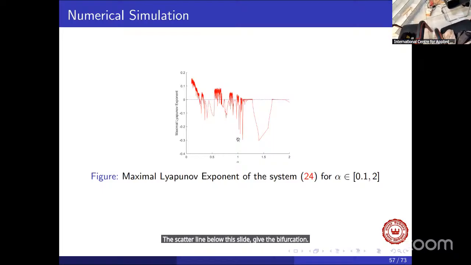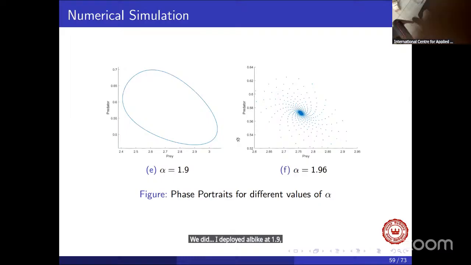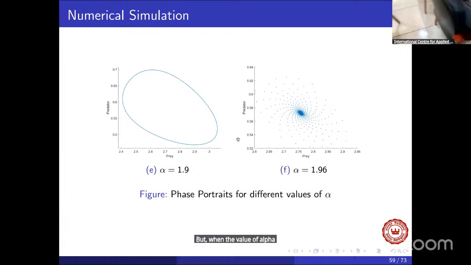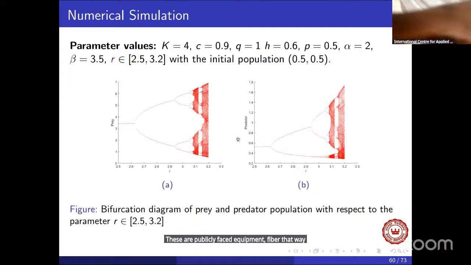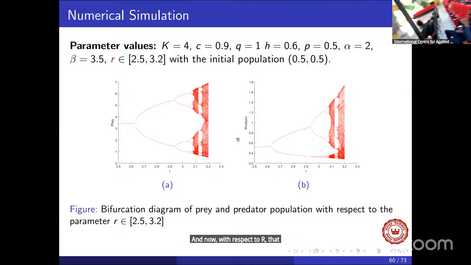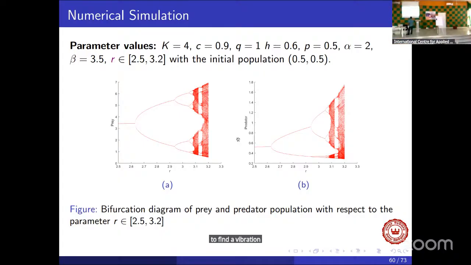These are numerical simulation results of this model. We get, at the point alpha equal to 1.9, a limit cycle. But when the value of alpha is increasing, the system is stable. These are the phase portraits and bifurcation with respect to R. First, we defined the bifurcation with respect to alpha, and now with respect to R, that is the growth term. This is the numerical simulation to find the bifurcation analysis.